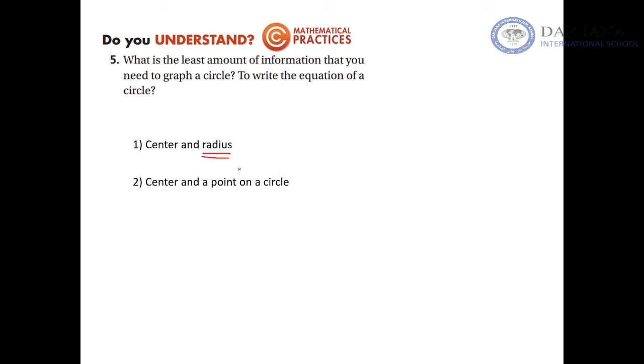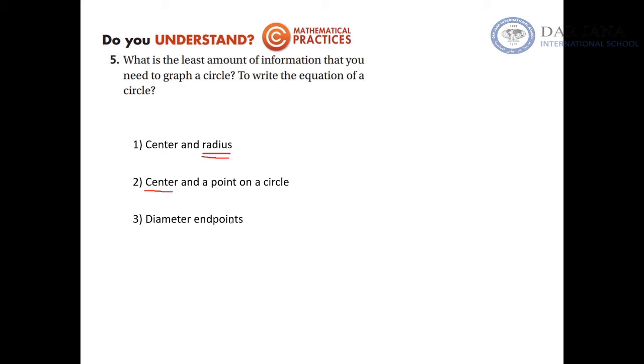Now finally, if I don't have the center, I need two points on a circle that help me find the center. In order to help me find the center, these two points should form a diameter. So with two points that form a diameter, I can find the center by calculating their midpoint, and using one of the points, I can calculate the distance, which is the radius, which means I can get the equation. So any of these three cases is enough.